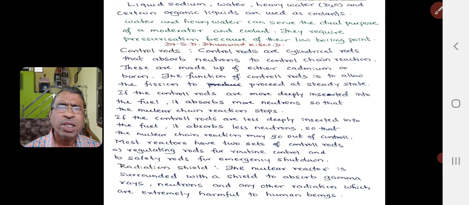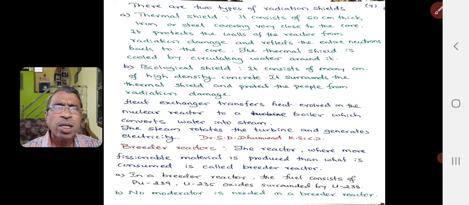Lastly, we have the radiation shield. The nuclear reactor is surrounded with a shield to absorb gamma rays, neutrons and any other radiation which are extremely harmful to human beings. There are two types of radiation shields. One is the thermal shield, another one is the biological shield.